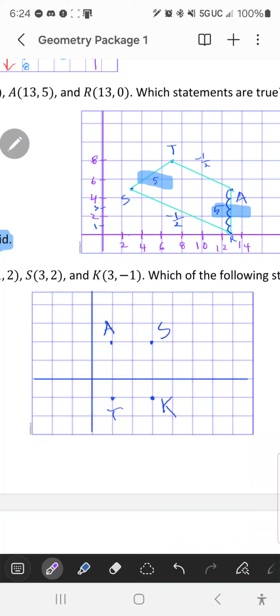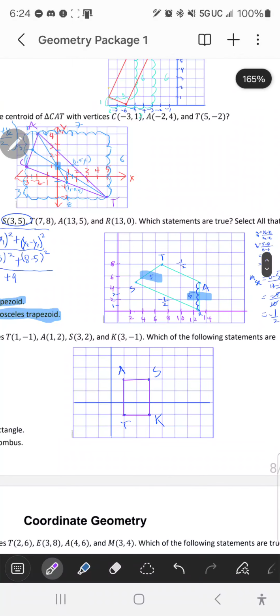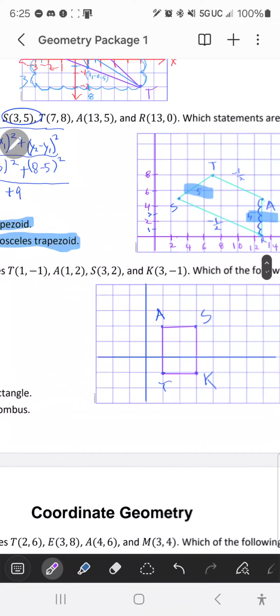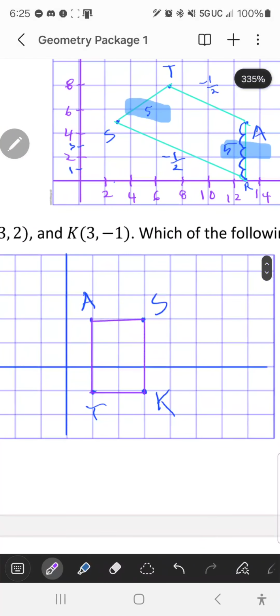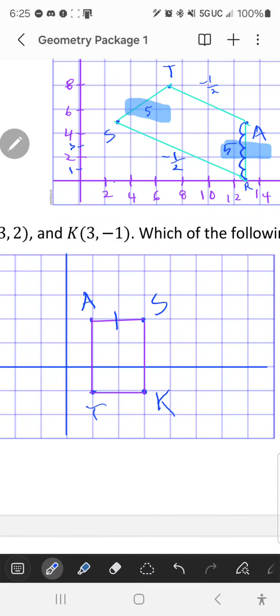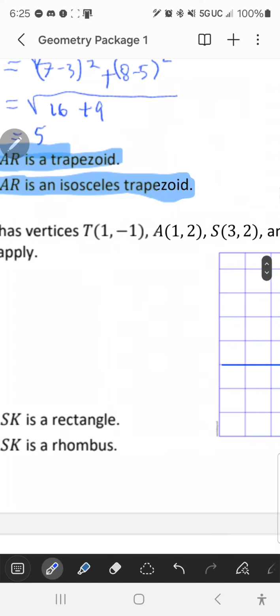If you're doing this in a test, you need to label everything, since we are looking to save time. I'm just going to keep going. Okay, this is acceptable. Now, which of the following statements are true? Select all that apply. AS is parallel to TK. Yes, they are parallel. As you can see, there is a straight line here and a straight line here, so they are both parallel.